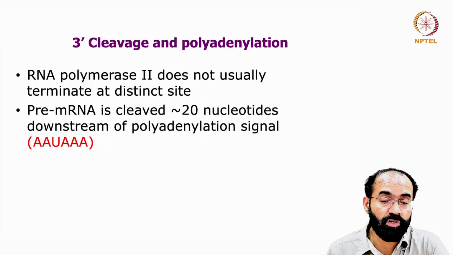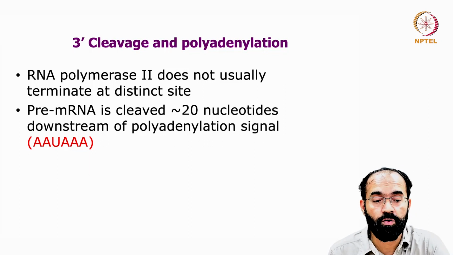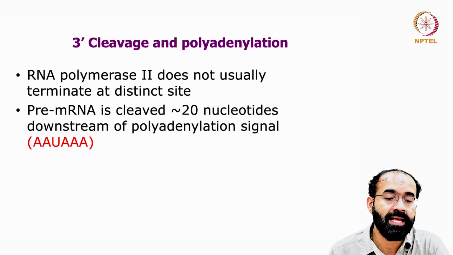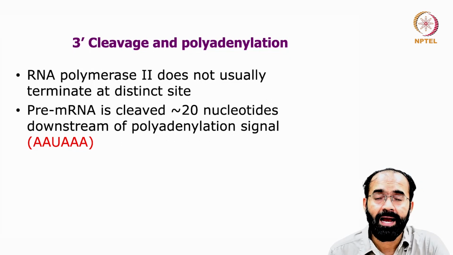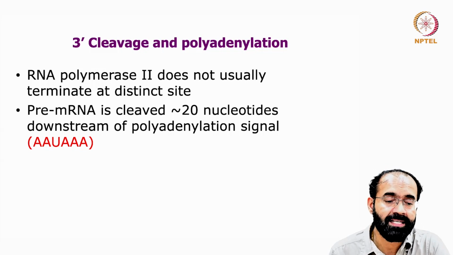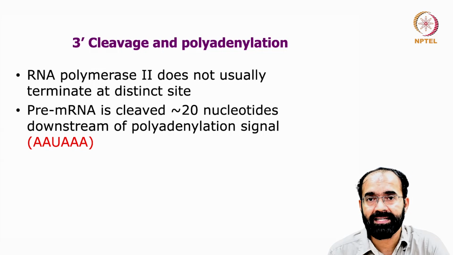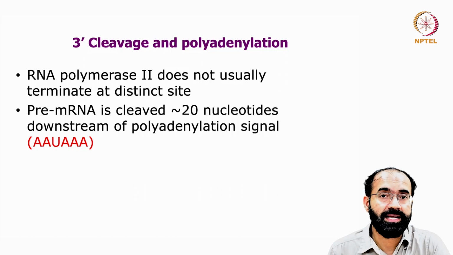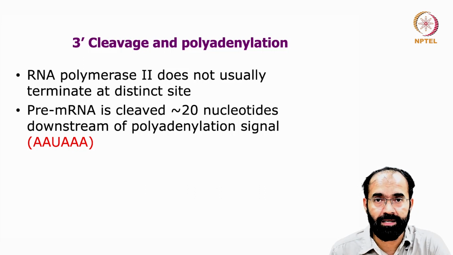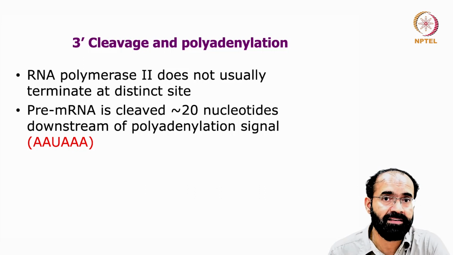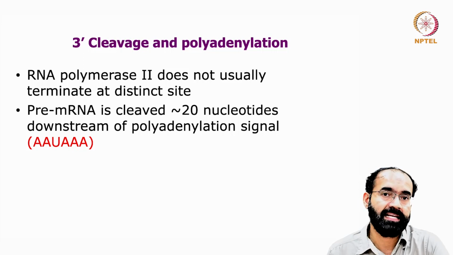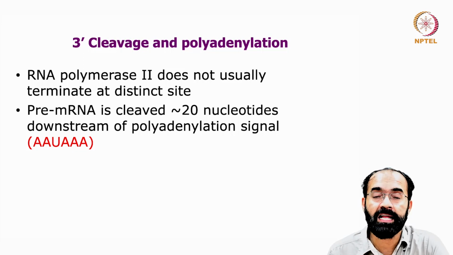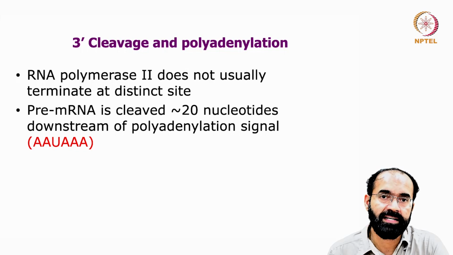Pre-mRNAs are cleaved approximately 20 nucleotides downstream of the polyadenylation signal. What is the polyadenylation signal? AAUAAA. Another polyadenylation signal possible is AUUAAA. No other sequence can act as a polyadenylation signal. This is different from the poly-A tail, so don't get confused with the poly-A tail. Poly-A tail is a post-transcriptional event. It is not present in the DNA, whereas the poly-A signal is definitely encoded in the DNA.